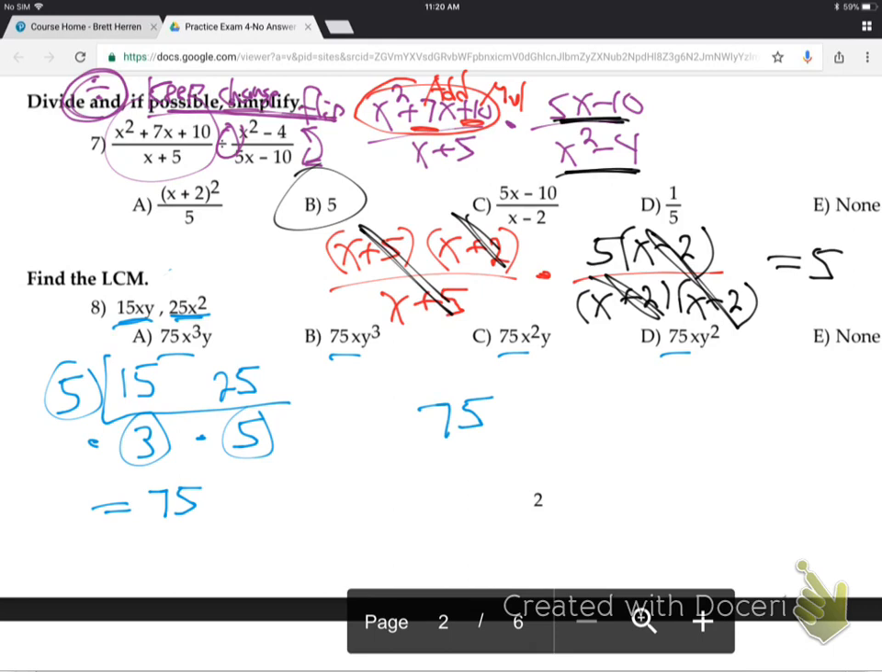75. And now what do you do with the letters? Take the highest power. Yeah, highest. We good with that? So the highest x is actually the x squared, isn't it? And the highest y is the only y, the plain y, right there. So 75 x squared y. So when it comes to the letters, we take the highest of each one.